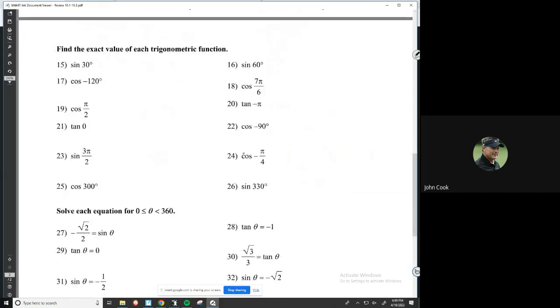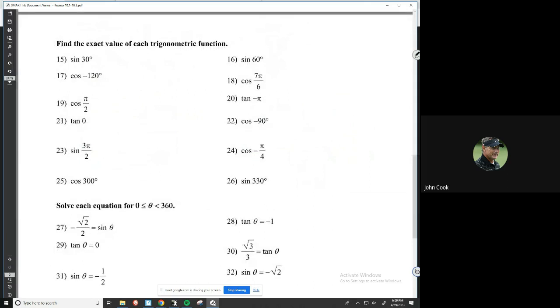Okay, find the exact value for each trigonometric function. Oh my gosh. It looks like for this one, I've got to use my unit circle most likely if they want the exact value. So what do you think? You want to do a practice unit circle? That was a resounding yes, right? I could hear you saying yes. So let's make a little unit circle.